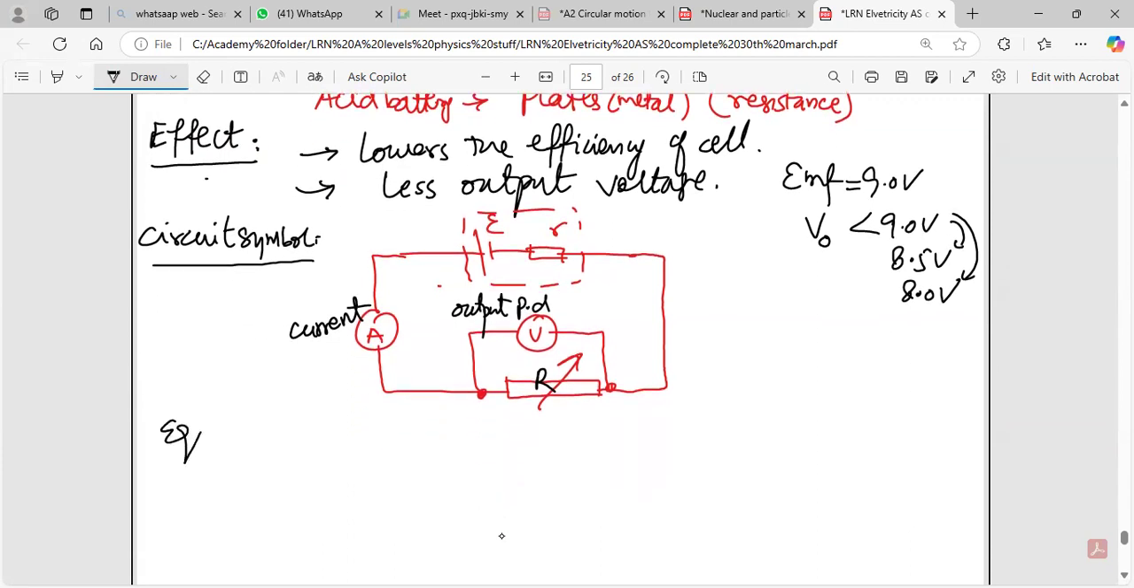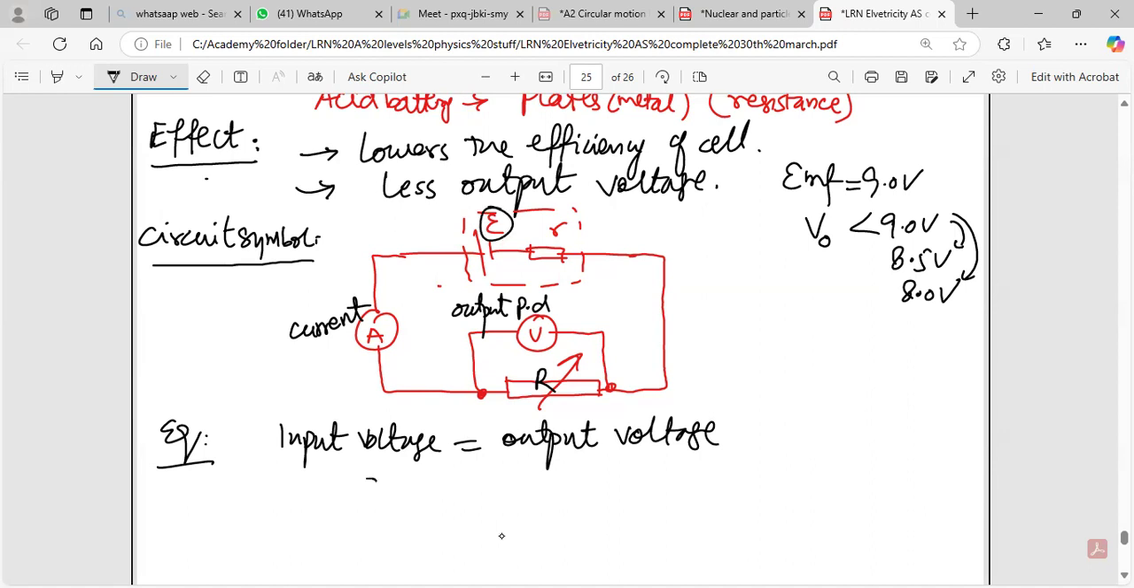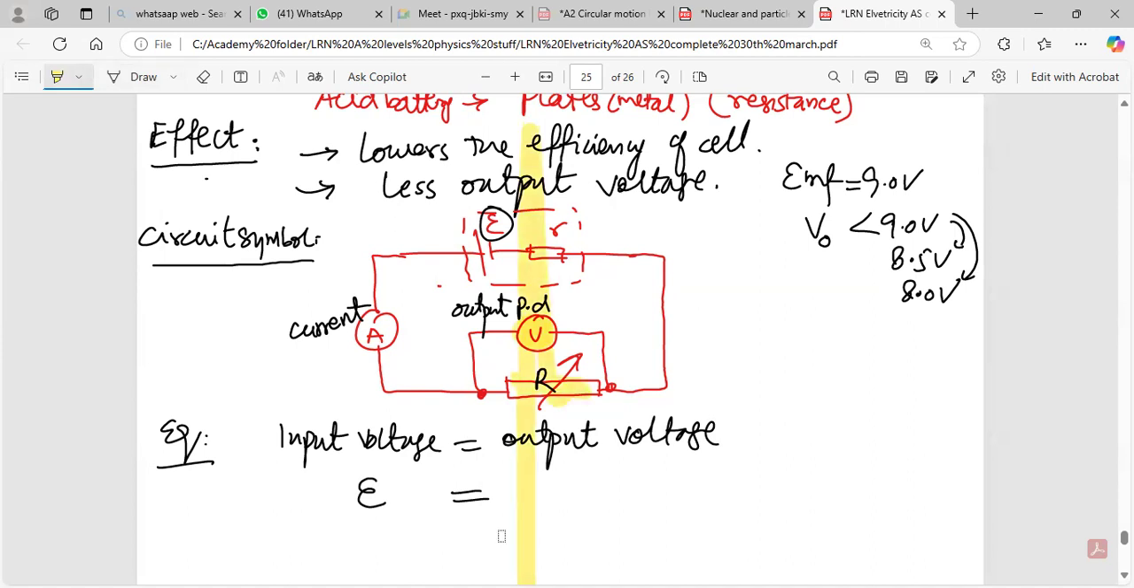So the equation for this circuit is, we know the voltage conservation law is that input voltage is equal to output voltage. This is the general rule: whatever the EMF of the battery is, the potential difference in the circuit will be the same. So the input is the EMF of the battery, so it is E, and the output has two types of voltage. One is this, which is across this resistor, and the second one is the voltage loss across this internal resistance.